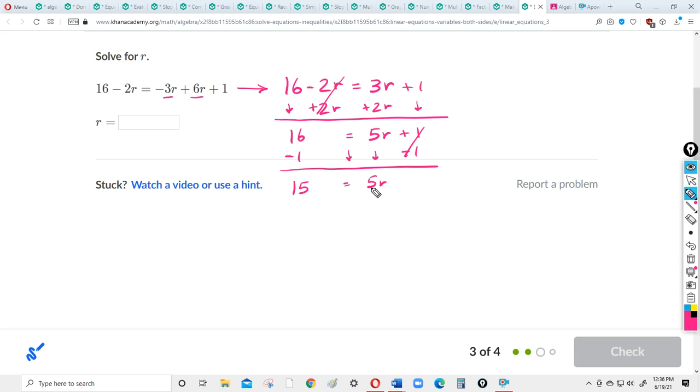So this is r times 5. The opposite of times 5 is divided by 5. 15 divided by 5 is 3. The 5's cancel. And r is just 3. It goes right in the box.